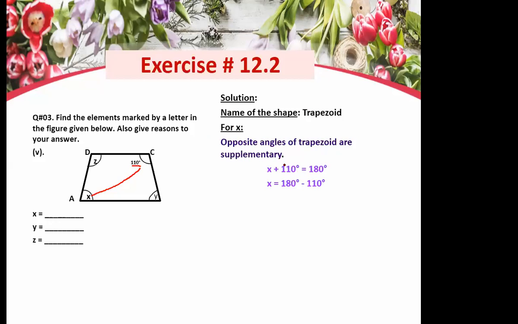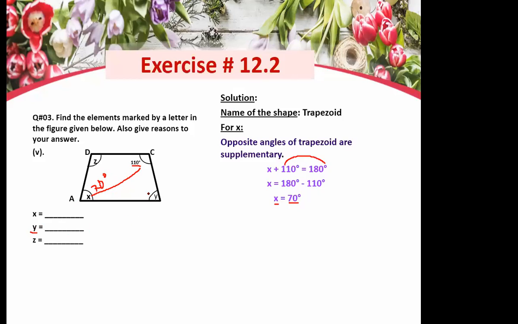So simply you will subtract this 110 from 180. So 180 minus 110, the answer will be equal to 70 degrees, right? Clear? Yes, Parusha. So for X, what you have found is that X is equal to 70 degrees. Okay, now next you have to find out Y and Z.